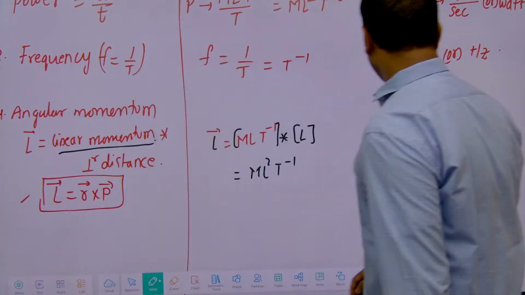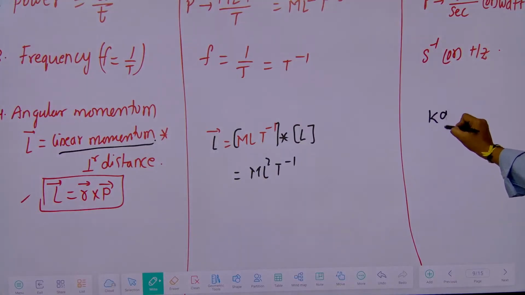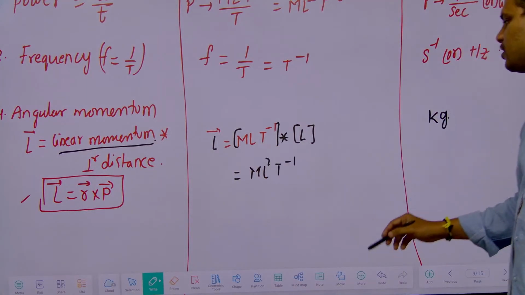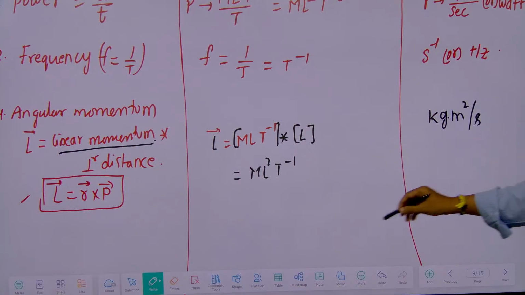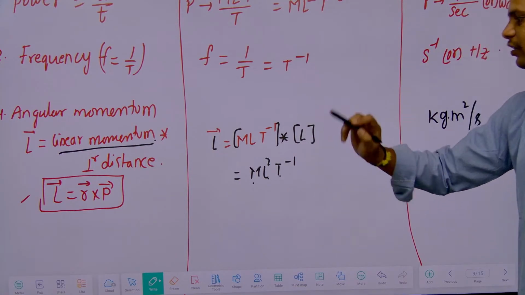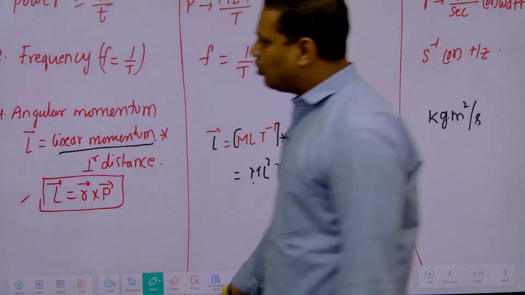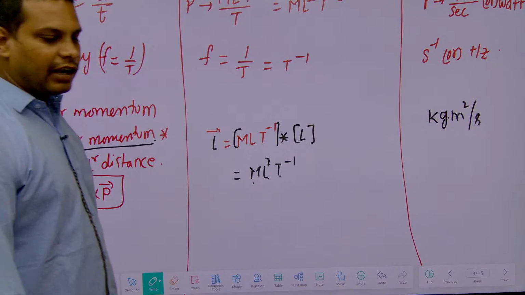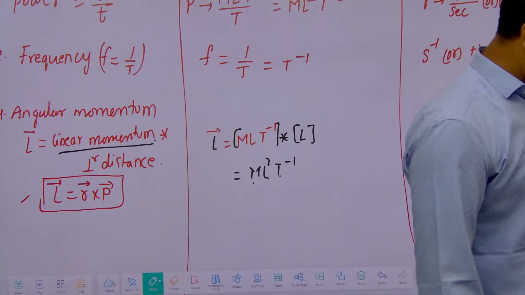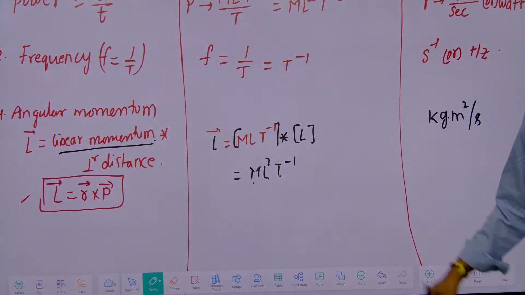So for this we can say the unit is kg. Are you clear? Mass unit is kg, length unit is meter, so kg meter square by second. So just note that down, or if you have it in the study package, just underline it, because later I am going to explain one point, and at that point we will use this.